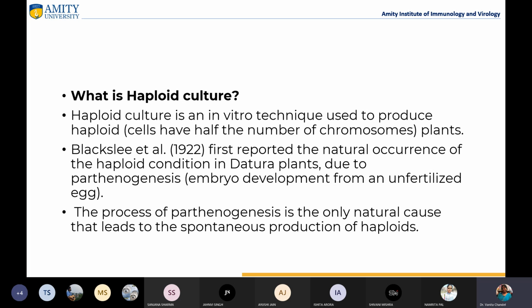So naturally it occurs, and it occurs in a number of plants and in a number of animal species also, right? So it is a spontaneous development of embryo from unfertilized egg cells. So it is called parthenogenesis. A number of plants are being produced by this method, right?